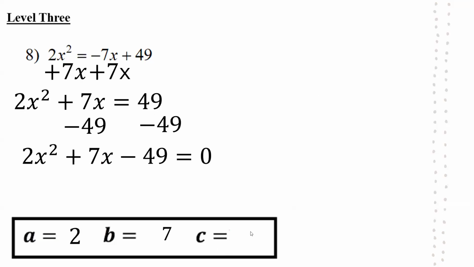2, 7, negative 49. Okay? Beautiful, beautiful.